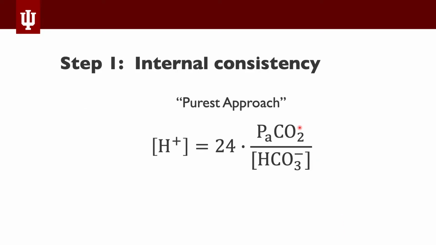First, internal consistency. There are two approaches to this. The first is the purist approach. This is what you learned in the second year of medical school, and that is to take that the expected hydrogen concentration equals 24 times the PCO2 divided by bicarbonate. This is a modified Henderson-Hasselbalch equation. So what you do is you take your PCO2 from your ABG, your bicarbonate from your BMP, and then that'll spit out an expected hydrogen ion.